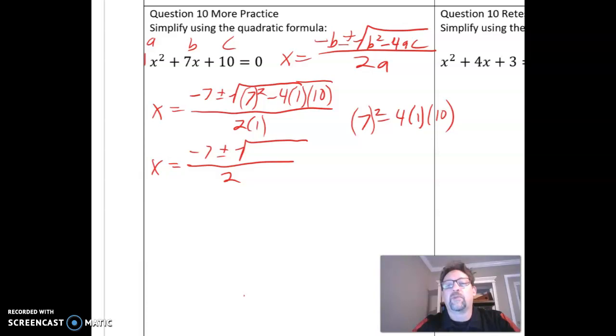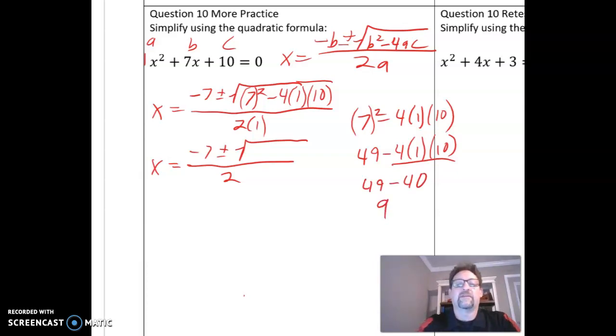So parentheses and exponent, so 7 squared is 49. Then if you just type this in, 49 minus 4, it's going to do that first and then multiply, and that will be wrong. So you have to multiply next, and then add or subtract. So the discriminant is 9.